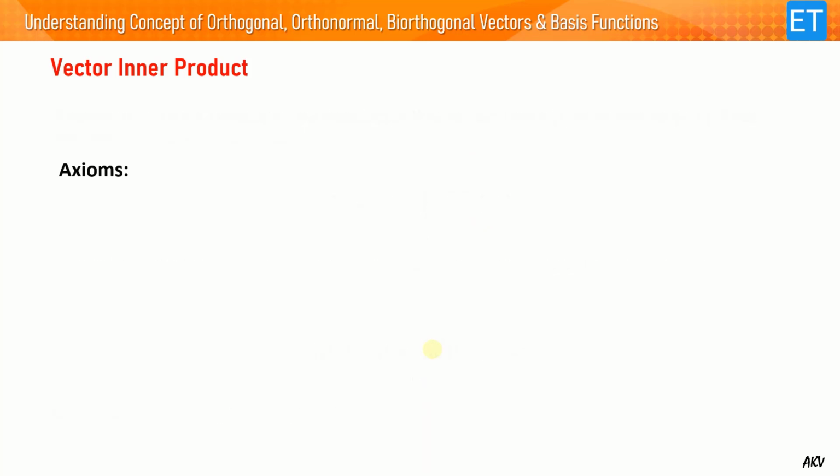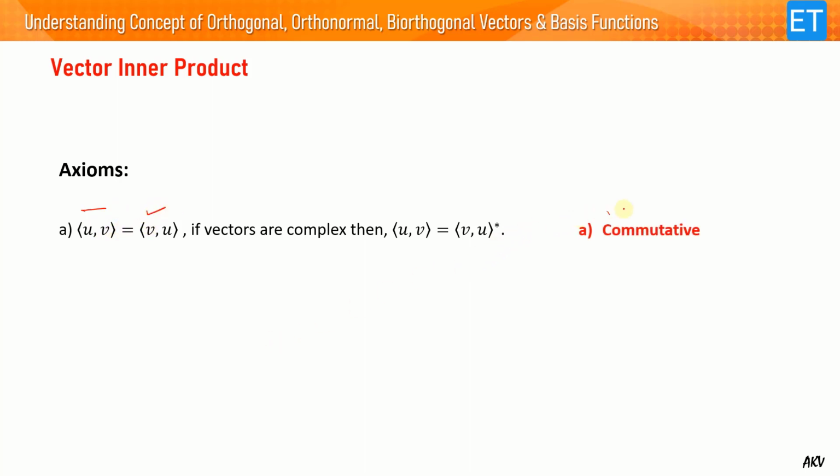Now we have some axioms. If I have real vectors, then the inner product of u and v is the same as that of v and u. This is known as the commutative property. But this is not true for complex vectors, because if u and v are complex vectors, then the inner product of u and v is not equal to that of v and u. In fact, it is the complex conjugate of the inner product of v and u.